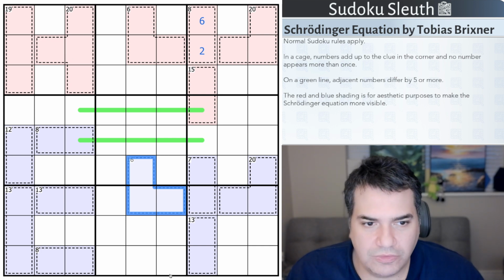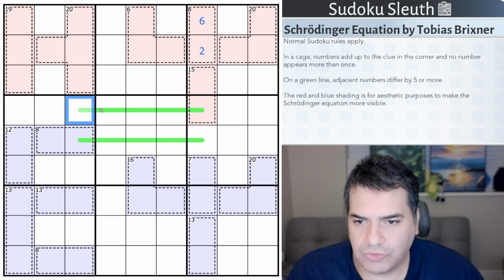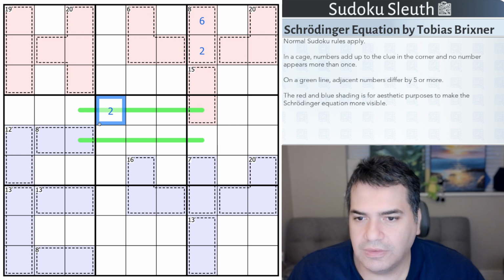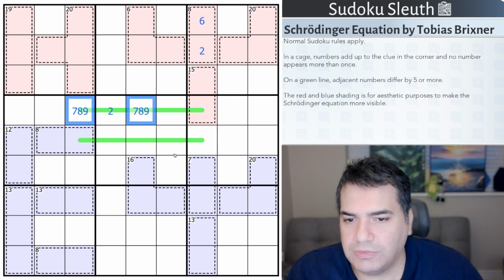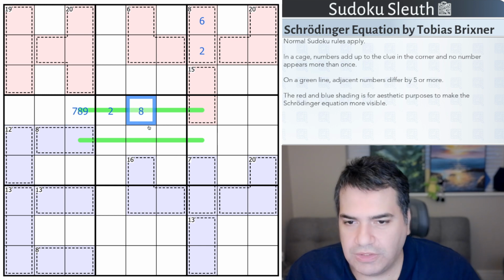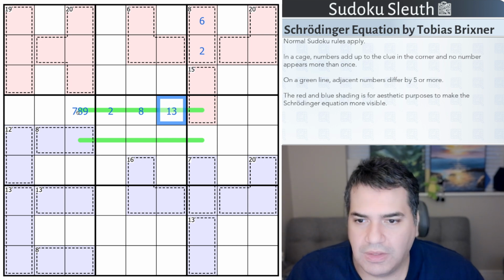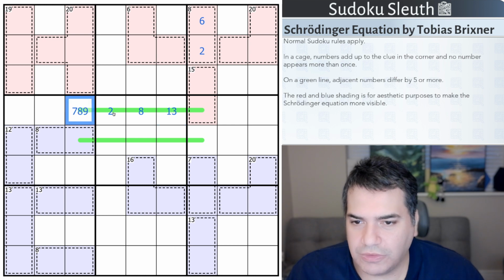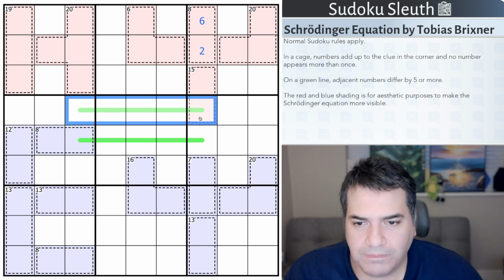So that's cages. Then we have, on a green line, adjacent numbers differ by 5 or more. So essentially, if this was a 2 on this cell, the 2 adjacent digits on the line would have to be 7, 8, or 9 to be 5 or more away. If you imagine that this cell here is an 8, this would have to be 1 or 3 to be 5 or more away. I mean, it could obviously be a 2, but that would repeat it in the same row and box. And you end up with this pattern of highs 6, 7, 8, or 9, lows 1, 2, 3, or 4. No 5s on this equal sign today, or on the German whisper line.